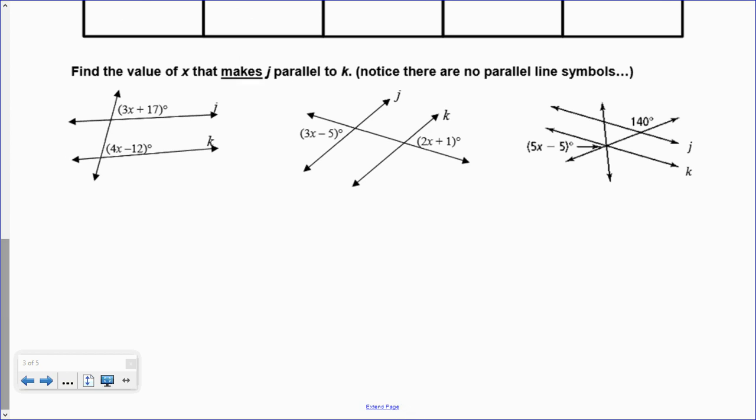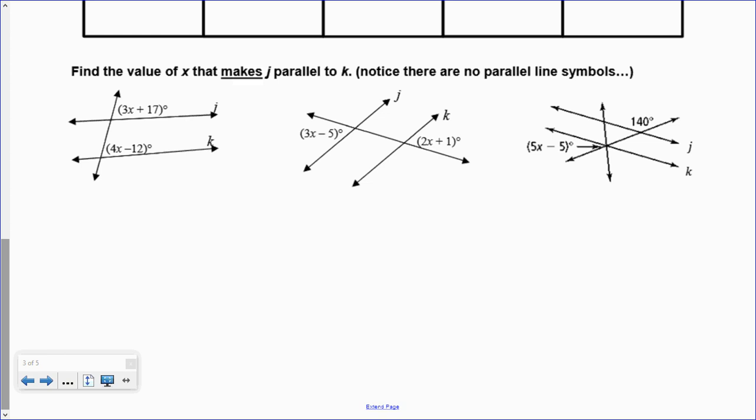Alright. Take a look at the questions at the bottom of the page here. The directions say find the value of x that makes j parallel to k. Right? Notice that there are no parallel line symbols anywhere. Do you guys see that? I don't have the little arrows, right? Typically on day one, when I asked you guys to solve, I told you guys you cannot do that unless the lines are parallel. Right?